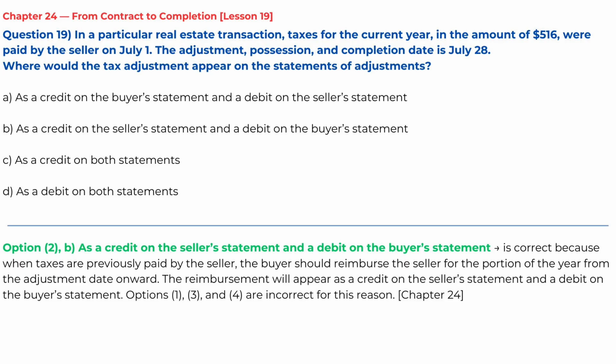Option 2, B, as a credit on the seller's statement and a debit on the buyer's statement is correct because when taxes are previously paid by the seller, the buyer should reimburse the seller for the portion of the year from the adjustment date onward. The reimbursement will appear as a credit on the seller's statement and a debit on the buyer's statement. Options 1, 3, and 4 are incorrect for this reason.